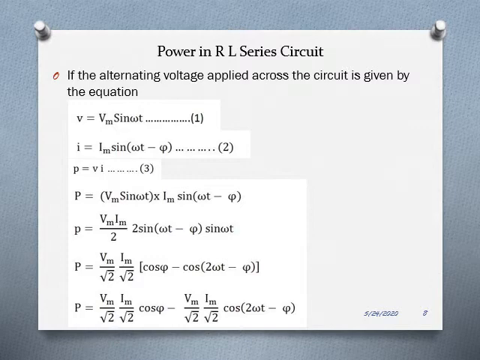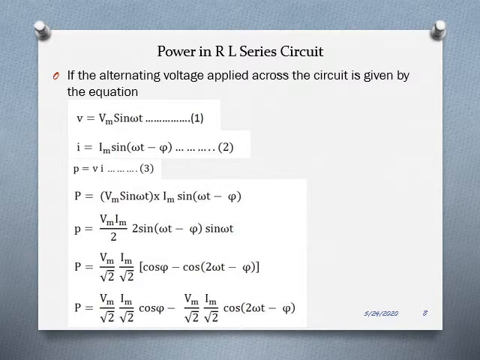So you get it as Vm Im by 2 times sin omega t sin(omega t minus phi). You just open the bracket. So in the final answer, you get two terms. The first term is Vm by root 2 times Im by root 2 times cos phi. That is a constant part. And the second part is actually a double frequency component, that is Vm by root 2 times Im by root 2 times cos(2 omega t minus phi).